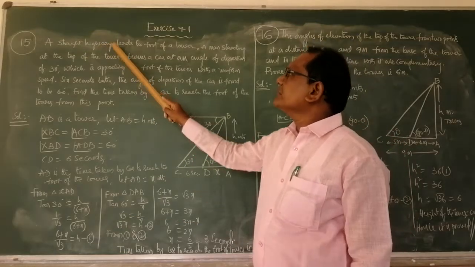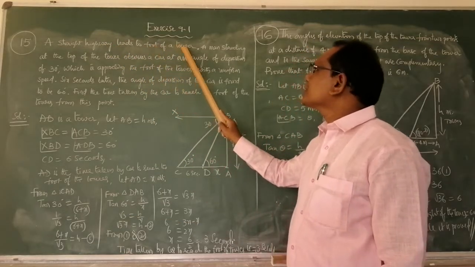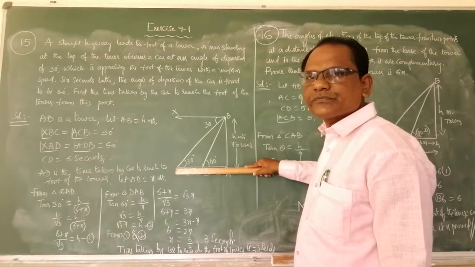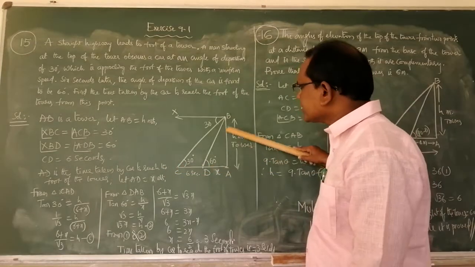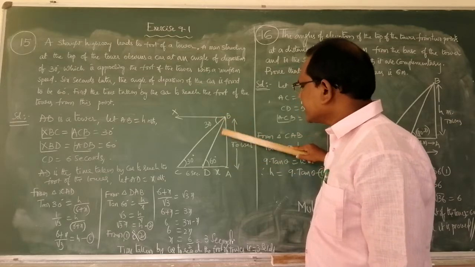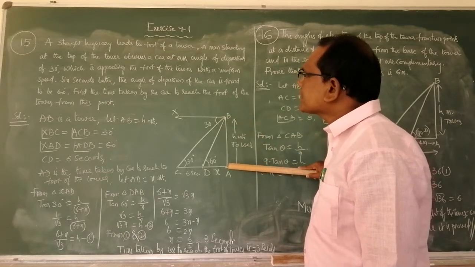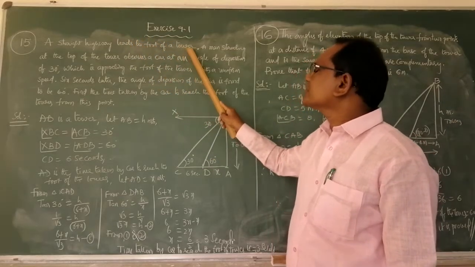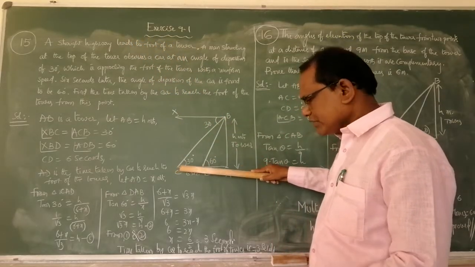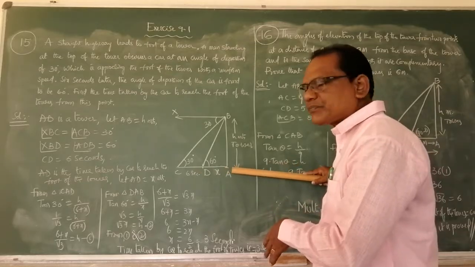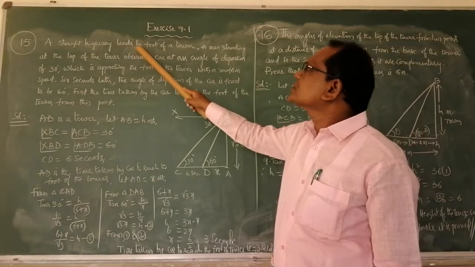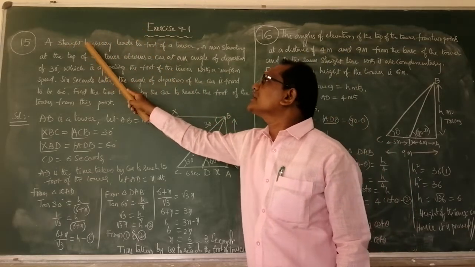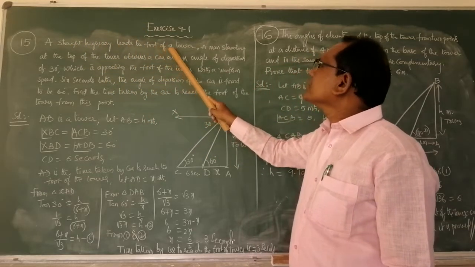A straight highway leads to the foot of a tower. This is a straight highway, children. This is the tower. AB is a tower. Straight highway leads to the foot of a tower. That means the straight highway is coming to the foot of the tower.